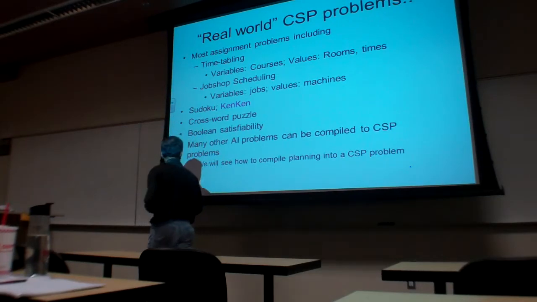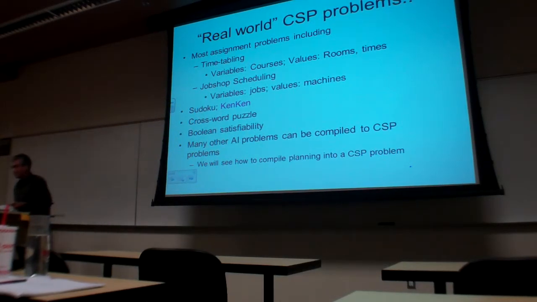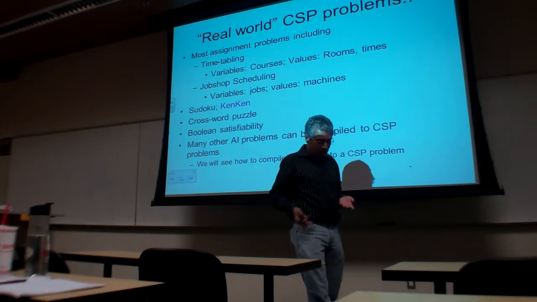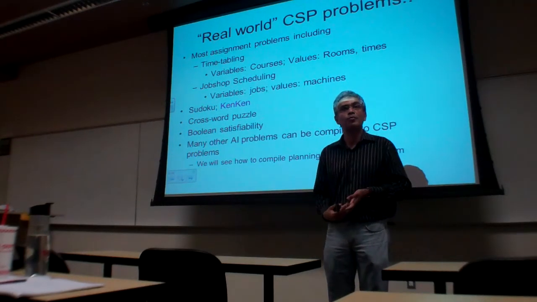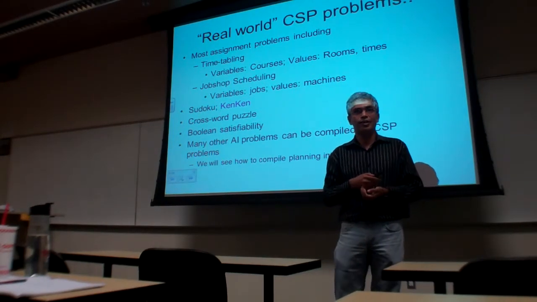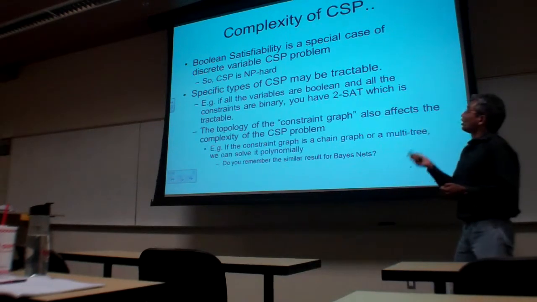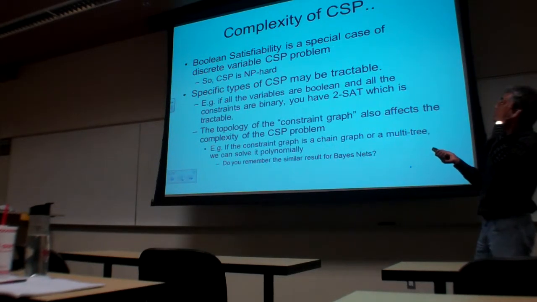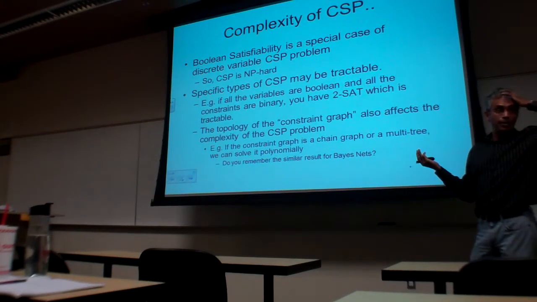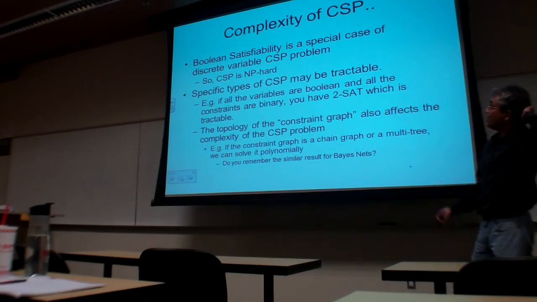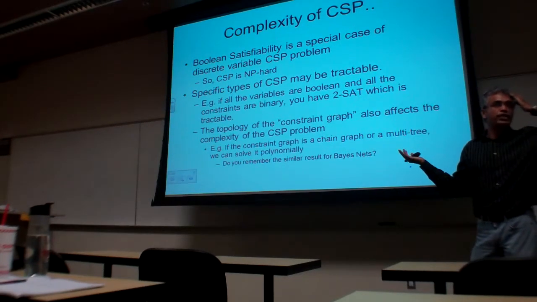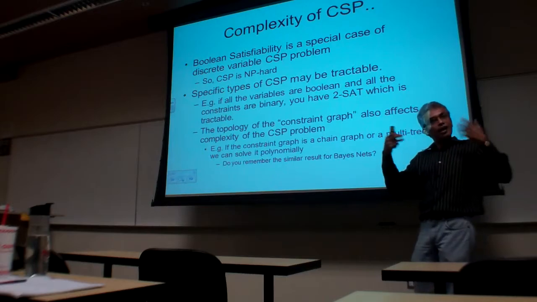Okay. Now, having said that, I have to mention, keep this in the back of your mind, that there are people in the CSP community, of course, whose only interest is to solve CSP problems more and more efficiently. And that's why we can convert our problem into their problem and they'll solve it. Okay. So on the complexity of CSP, Boolean satisfiability is a special case, as I mentioned, of the discrete CSP problem, so CSPs can be NP-complete. Specific types of CSP may well be tractable. As I said, Boolean binary 2-SAT is tractable. But we are also looking for other kinds of things.